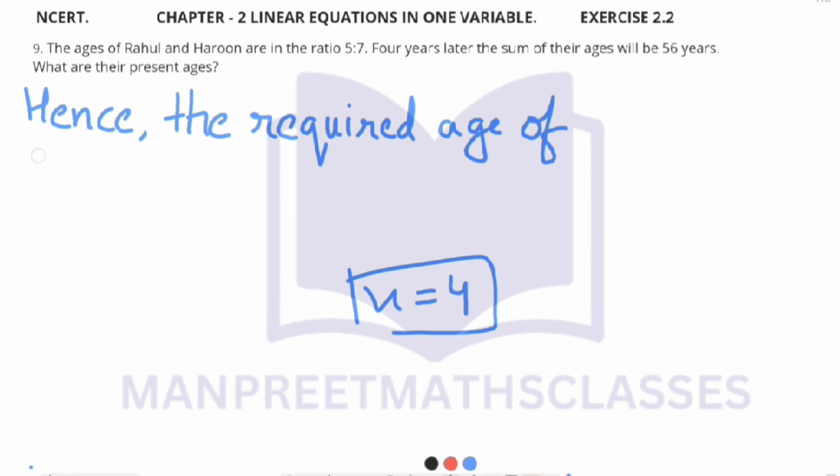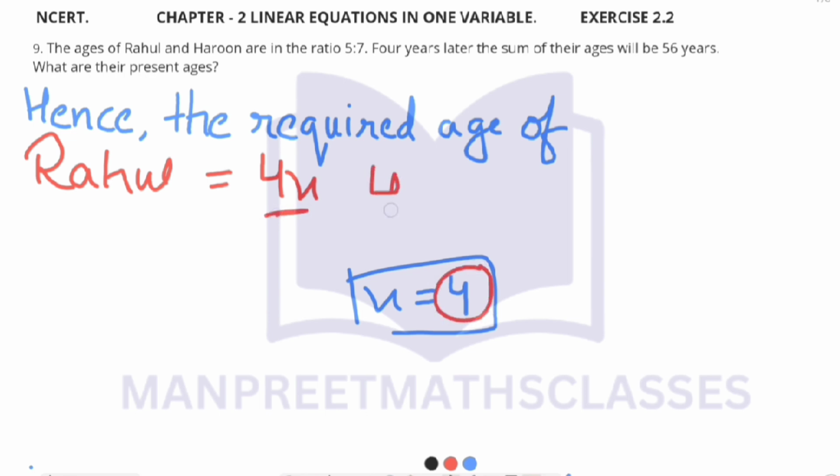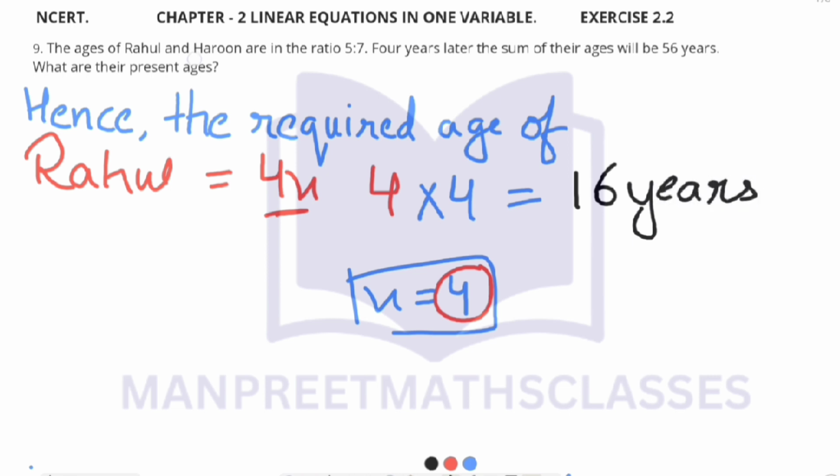So the required age of Rahul, what was the age of Rahul? 5x. So they are in multiplication and the value of x is 4. So 5 into 4 gives us 20. So present age of Rahul is 20 years. Next is Harun. So present age of Harun is 7x.